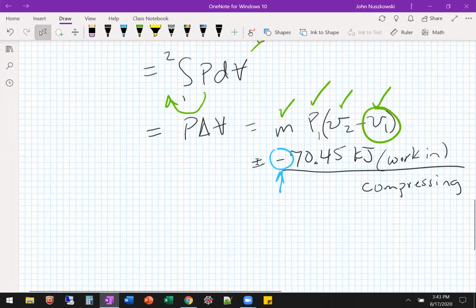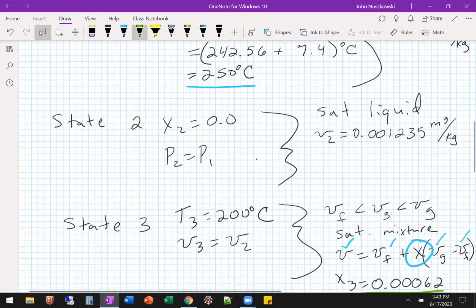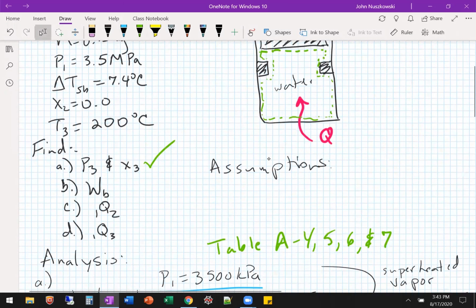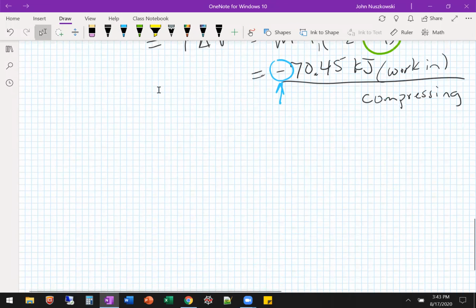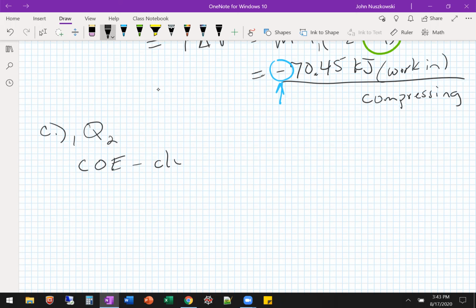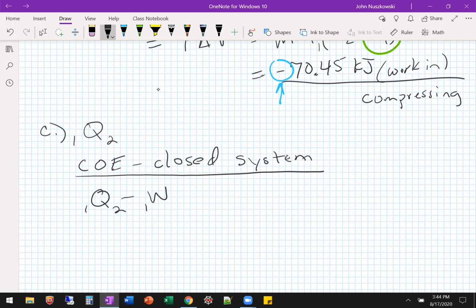All right, so we have solved the boundary work. Part C is the heat transfer from 1 to 2. How do we solve that? Where do we start? Conservation of energy, our COE, and it's a closed system. We have our fixed mass that was mentioned, so we have a closed system. And this is from 1 to 2.